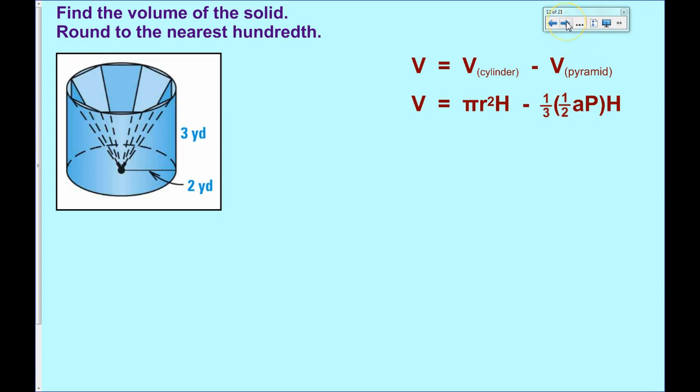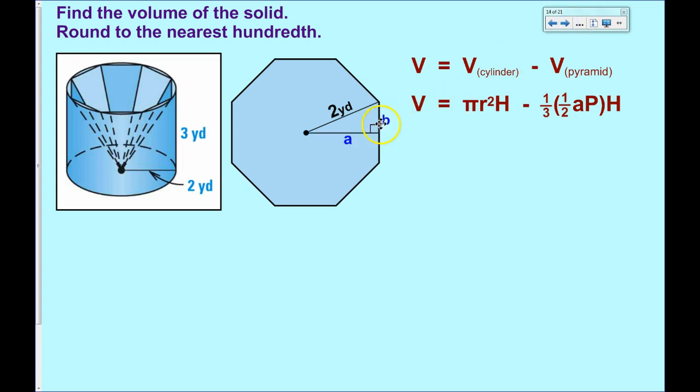So let's draw the base of that octagonal pyramid, and this is the information given. As usual, we need the apothem, so we're going to draw a perpendicular segment right here and label the apothem, and we might as well label the far side because that'll help us determine the length of one of the sides of the octagon. From there, we need at least one more piece of information to figure out the length of A and the length of B.